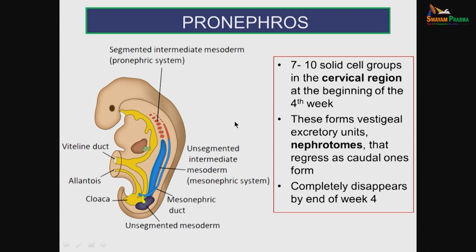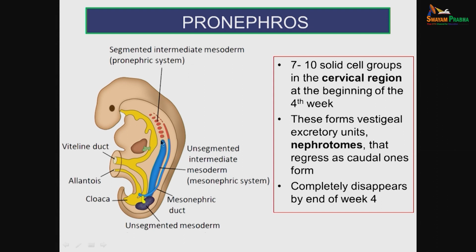Pronephros is a functioning kidney in some fishes and cyclostomes. In humans, the Pronephros appears as, see this structure I am pointing out, 7 to 10 solid cell groups in the cervical region of the embryo. You can see some solid cell groups. They form some vestigial excretory units which are called nephrotomes.